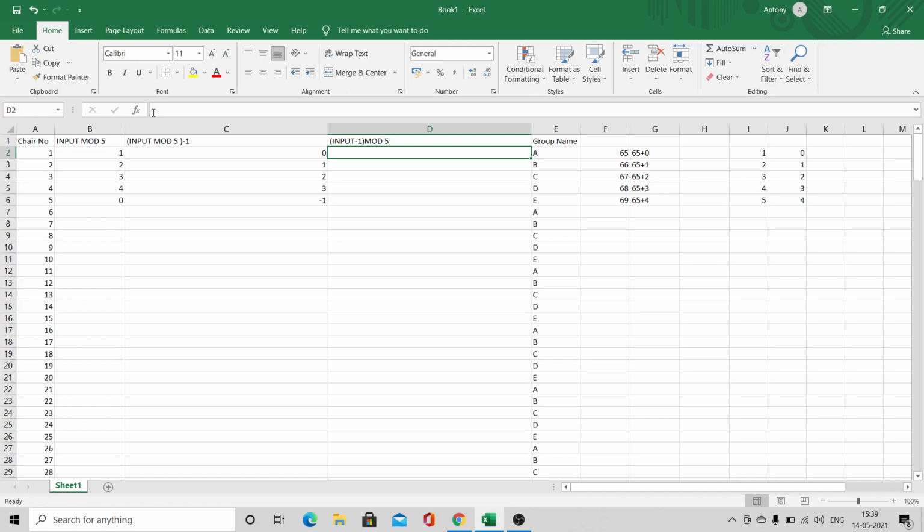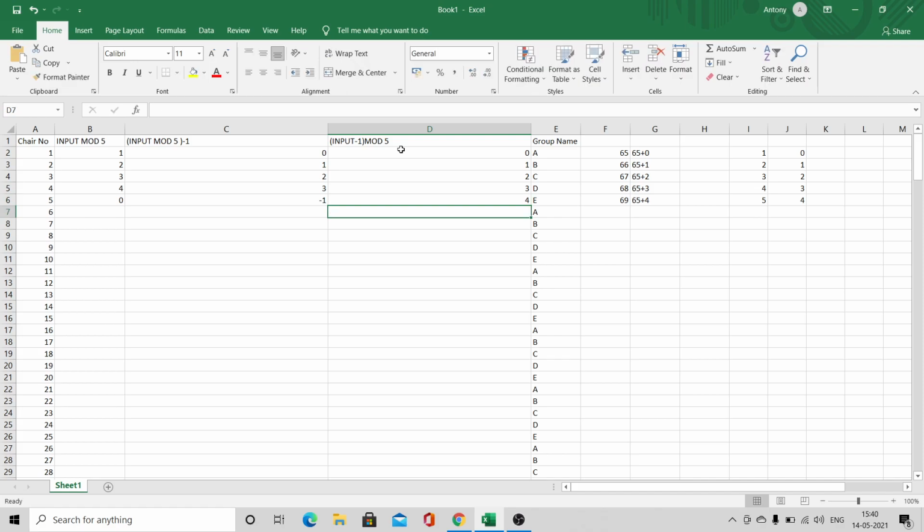If I write input minus 1, what is the input? 1. 1 minus 1 is 0. 0 mod 5 is 0. Next is 2 minus 1 is 1. 1 mod 5 is 1. Next is 3 minus 1 is 2. 2 mod 5 is 2. Next is 4 minus 1 is 3. 3 mod 5 is 3. Next is 5 minus 1 is 4. 4 mod 5 is 4.